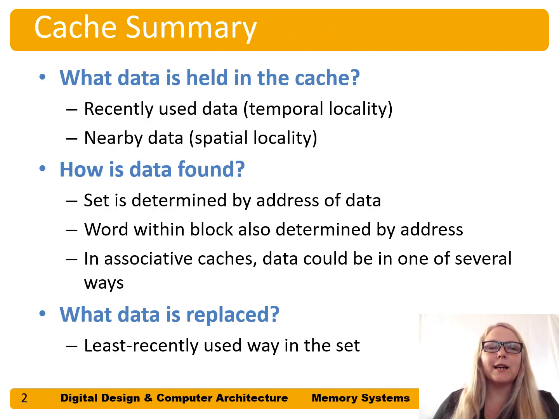So here's a quick recap of caches. What data is held in the cache? Recently used data, using temporal locality, and nearby data, spatial locality. How is data found? Well, the set is determined by the address of the data supplied by the processor, and then the word within the block is also determined by the address. In associative caches, data could be in one of several ways. What data is replaced? The least recently used way in a set is replaced.